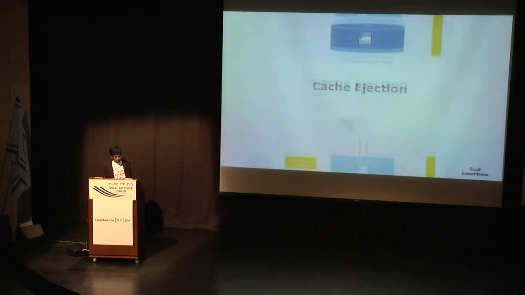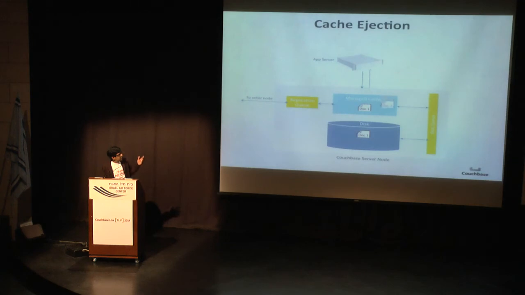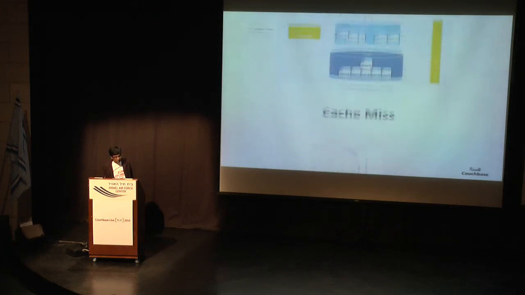So what is cache ejection? You keep writing to the cache, the documents eventually get onto the disk, but at some point in time the cache memory may be full. So then what happens is, in this case, document 1 got ejected, and it's now only available on disk. It's not available in the cache. So what happens in this case if a read comes in for the document? So here's a cache miss.